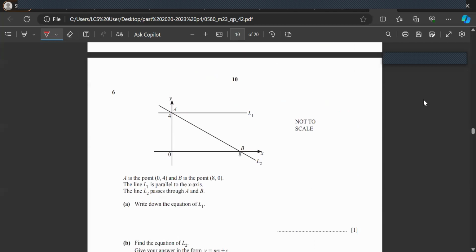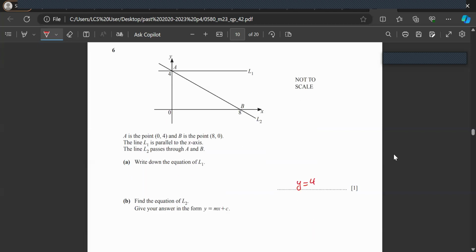Okay, for this question, question number C. A is the point 0 and 4, and B is the point 8 and 0, and line 1 is parallel to x-axis, line 2 passing through A and B. Write down the equation of L1. It is a horizontal line, so y equal 4. Done.